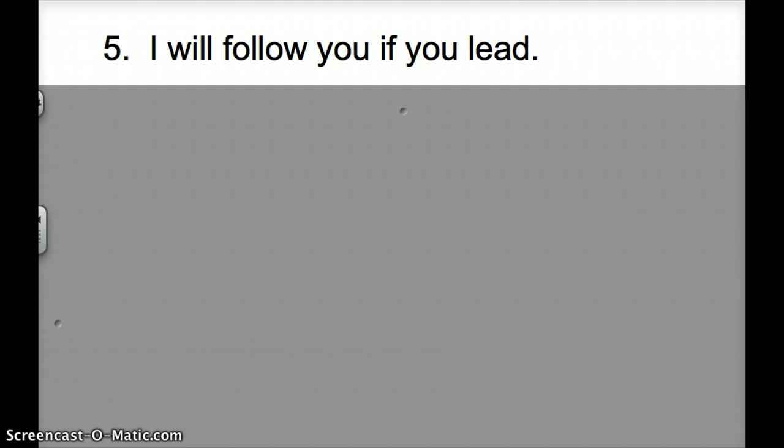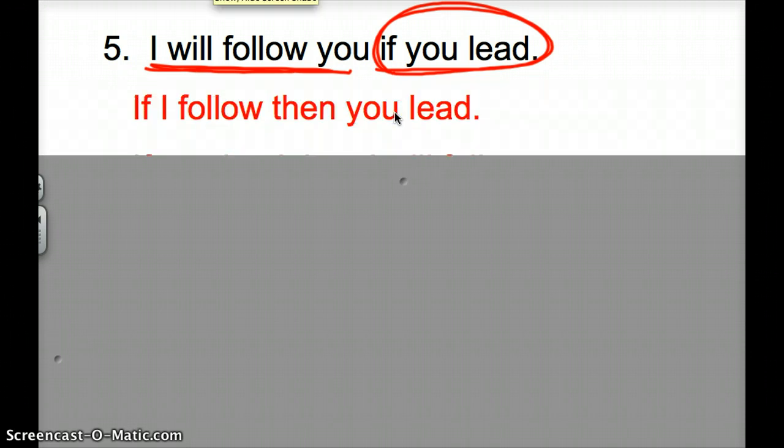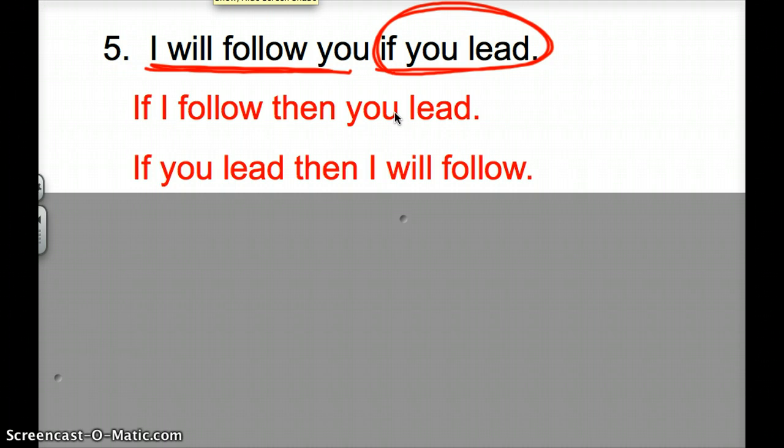Now, in this situation, just because "I will follow" comes first, that does not mean that is the hypothesis or the if part. Can you guys see here in this, "if you lead" is going to be the hypothesis. "I will follow you" is going to be the conclusion. I did have it written down both ways, so if you're always thinking the first thing is going to be the if part, and the second thing is going to be the conclusion or the then part, you're not right on that. So you need to be careful when you're reading through your statements to determine which one is the hypothesis and what is the conclusion.